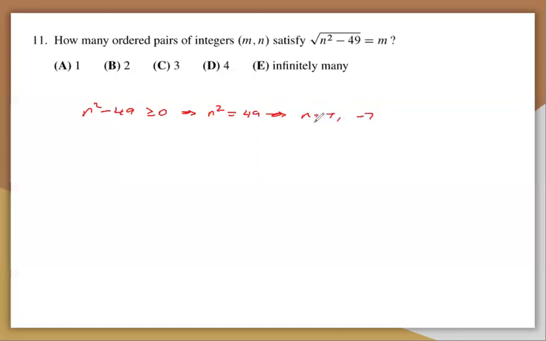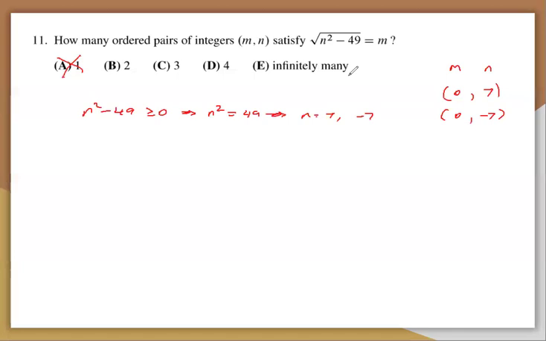And if I plug in 7, that will give you 0, right? The square root of 0 is 0, so m is 0. So the pairs will be 0 and 7, or 0 and -7. So these are good, which means we already have 2. Okay. But if this is not 0, we need something that's still a perfect square.